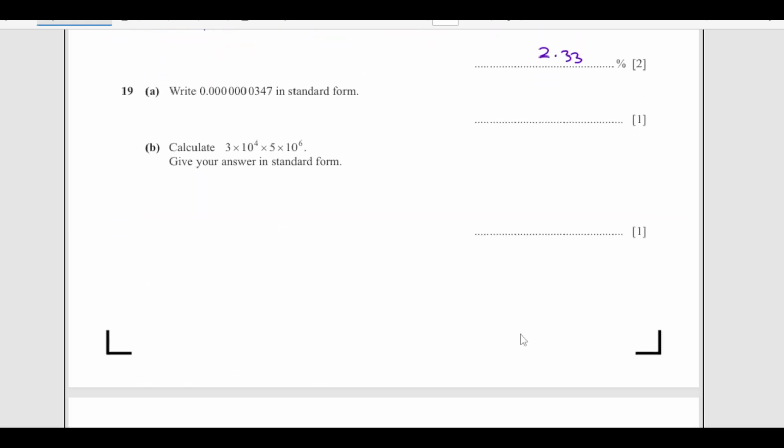Now, number 19, write this in standard form. In standard form, the decimal should come after one numerical digit, except 0. So, this number should be between 1 and 9. So, we are shifting the decimal here, 1, 2, 3, 4, 5, 6, 7, 8. We are shifting it 8 places to the right hand side, so it will become 10 raised to the power negative 8.